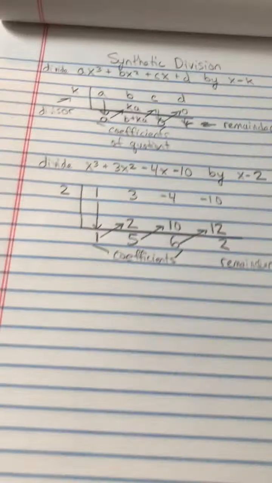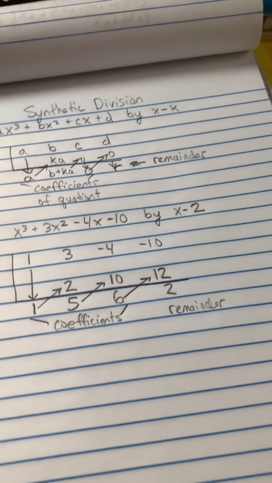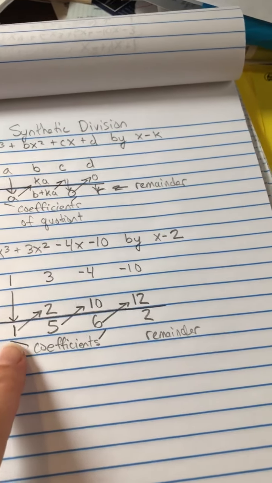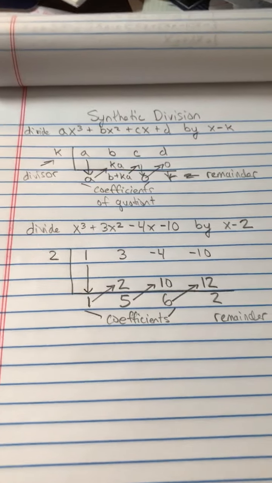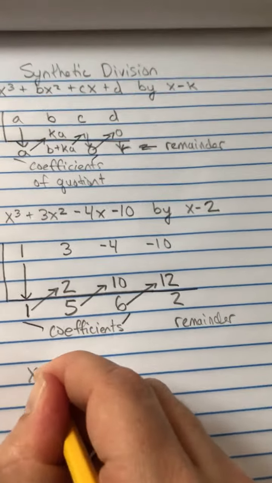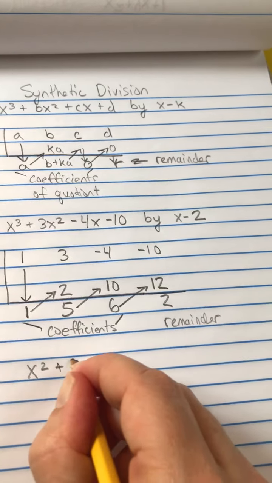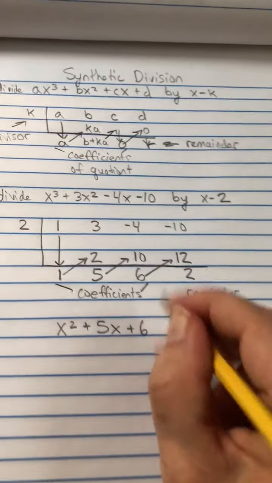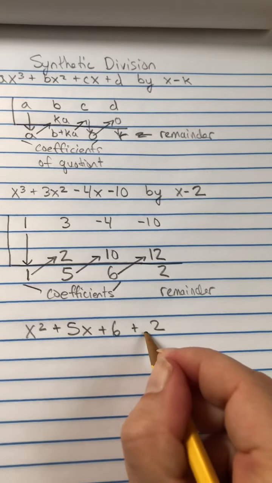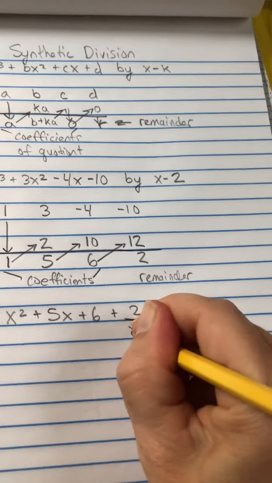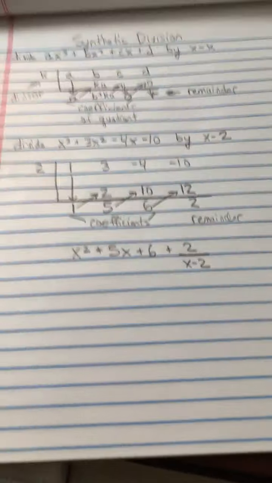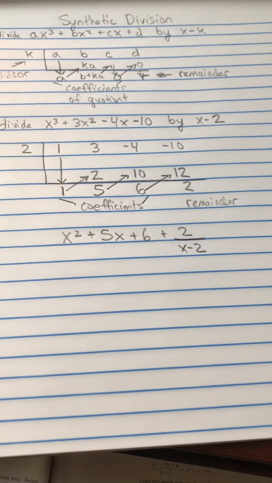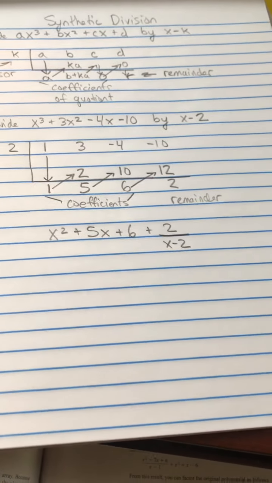So in other words, your answer is going to be, because we started with x cubed, 1 is going to be the coefficient in front of x squared. So x squared plus 5x plus 6. That's your answer, and your remainder is plus 2 over x minus 2. You can try that by long division too, or you can go back to the long division problems and try them by synthetic division. Good.